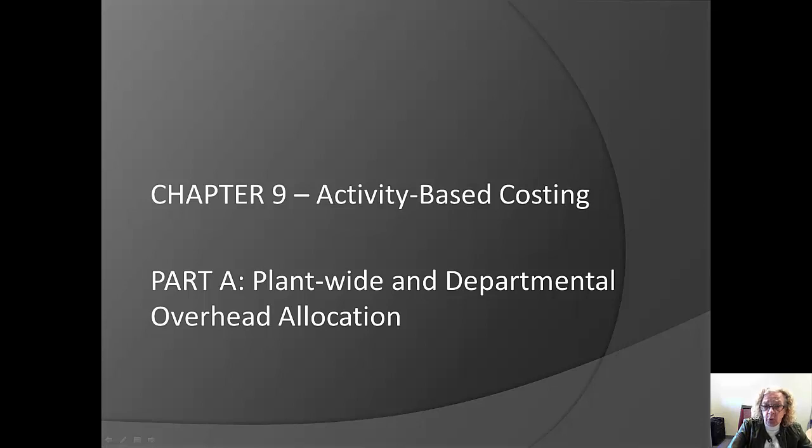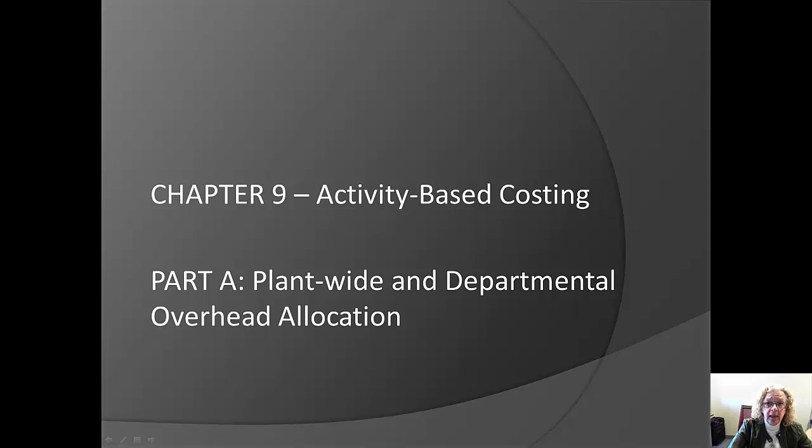And it's a very important issue for a couple of reasons. Number one, as manufacturing has become more mechanized, more machine dependent, the proportion of overhead costs compared to direct costs keeps increasing. And that means that it's more important for us to understand exactly where those overhead costs go.